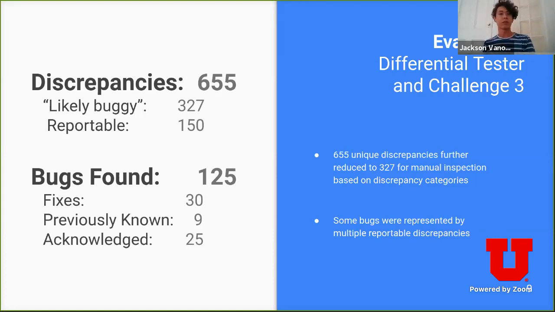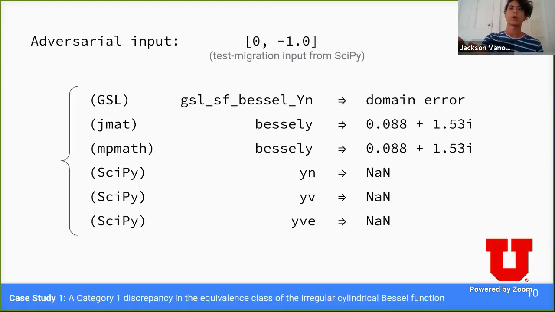We reported all of these to the library developers, and to date, we've seen 30 fixes, 9 were found to be previously known, and 25 were acknowledged, but no fixes yet. So I just want to conclude then with 3 examples of discrepancies that FPDiff found.